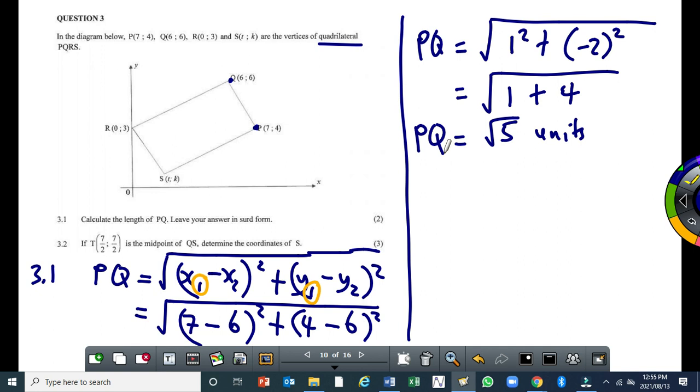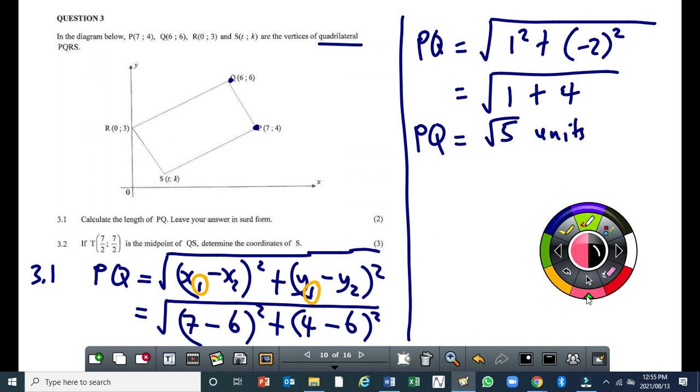Then the next question says, if T is a point such that T is the midpoint of QS and the coordinates of T are given as x is 7 over 2 and y is 7 over 2, we need to determine the coordinates of S. What this means is we need to calculate the coordinates of S. Point T is somewhere there, and we are given the coordinates of Q, so we have to use the coordinates of T and the coordinates of Q.